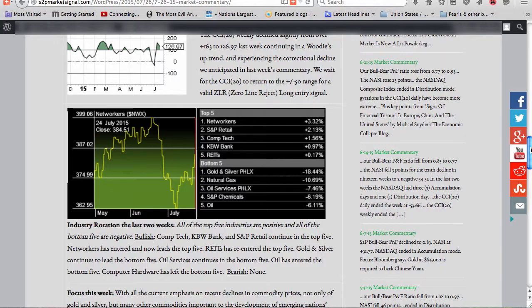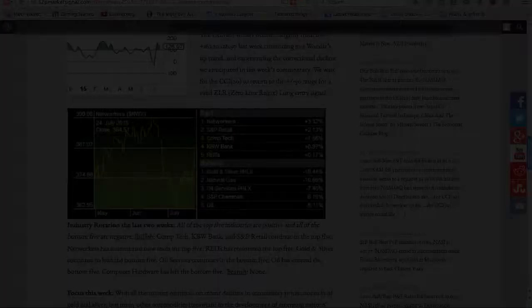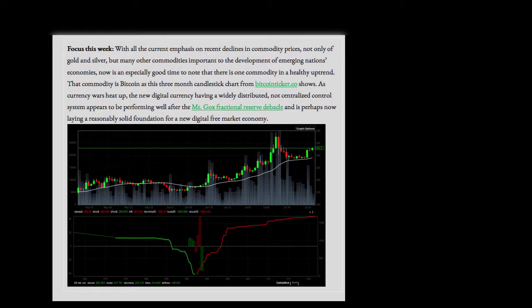Gold and silver continues to lead the bottom 5. Oil services continues in the bottom 5. Oil has entered the bottom 5. Computer hardware has left the bottom 5. Bearish? None.